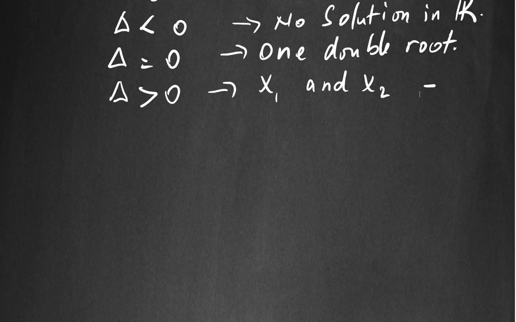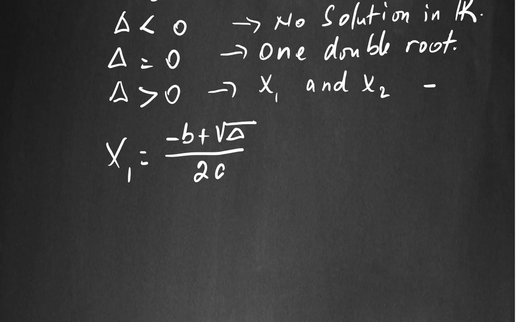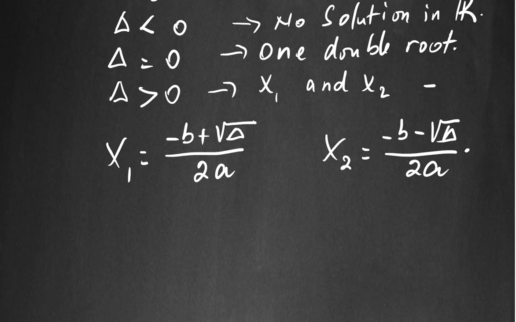Okay, but we already seen that x1 was equal to minus b plus square root of delta over 2a, and then x2 is equal to minus b minus square root of delta over 2a. So these are our two roots using the quadratic equation, okay? Quadratic formula, I mean.